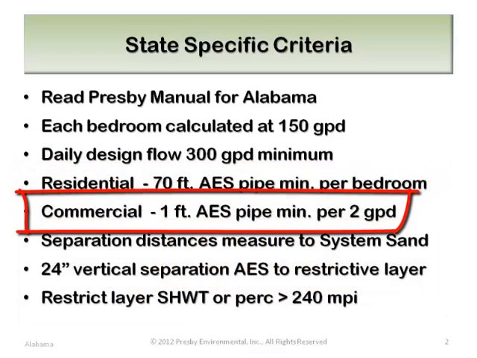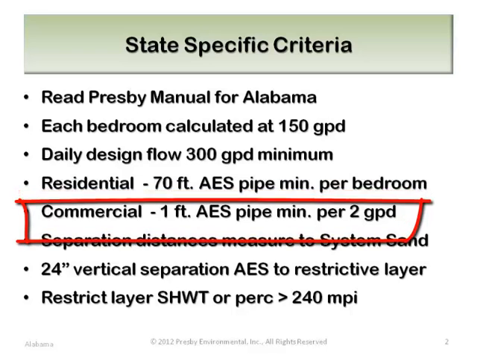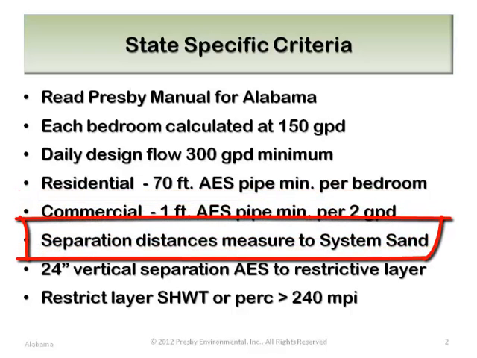If the system being designed is for a commercial application, the AES pipe requirement is calculated at 1 foot for every 2 gallons of daily flow. Consult the factory for recommendations if the effluent strength is high. All separation distances are measured to the outermost edge of the system sand.